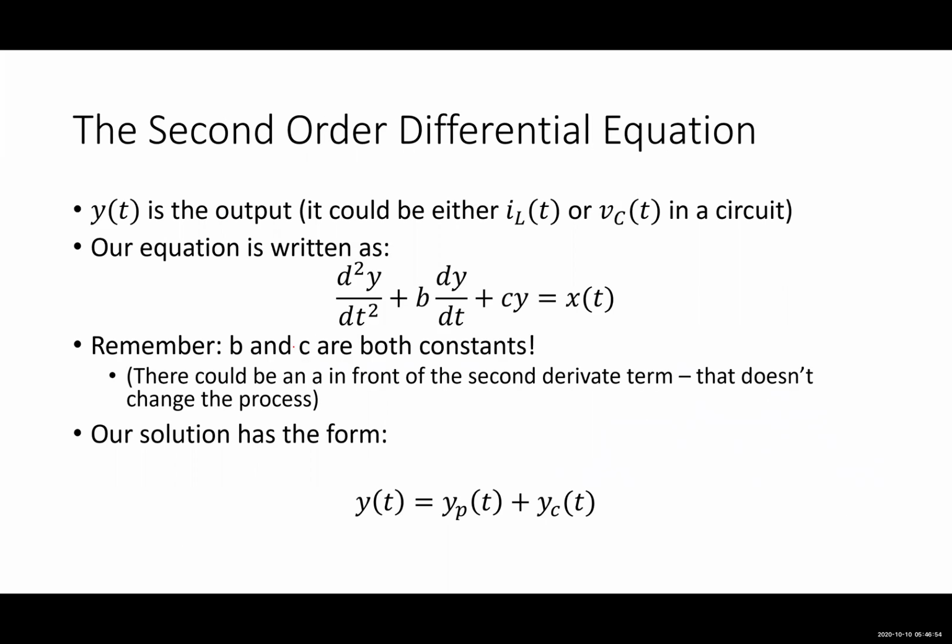All right, so last time we talked about second order differential equations. y of t is the output of our system. This could be either an inductor current or capacitor voltage in the circuit. So it's important to remember that the output always corresponds to one of the energy storage variables, either the inductor current or the capacitor voltage, never an inductor voltage or a capacitor current. That's important to remember.